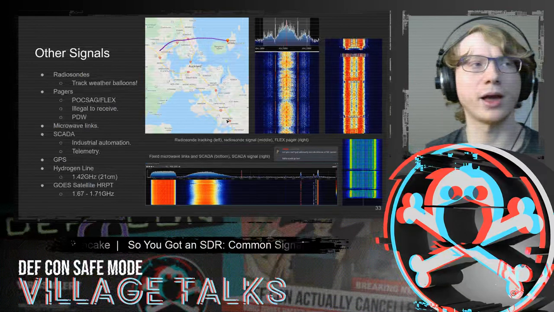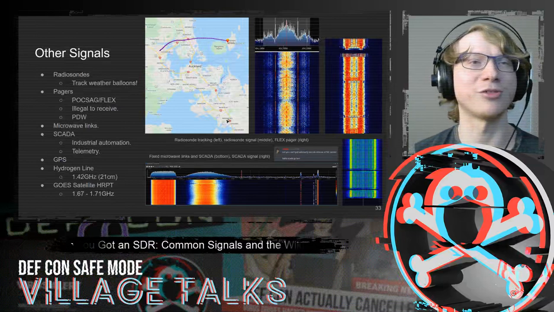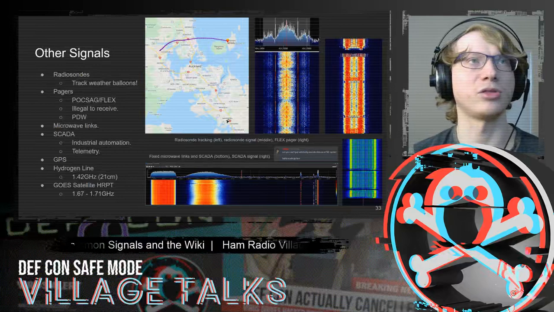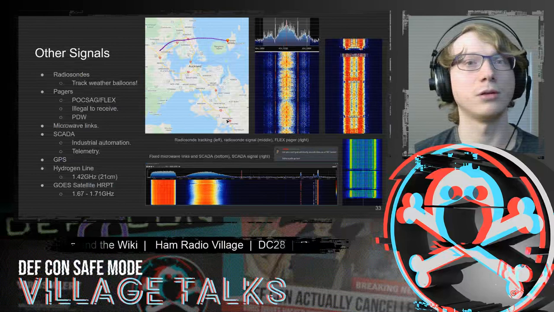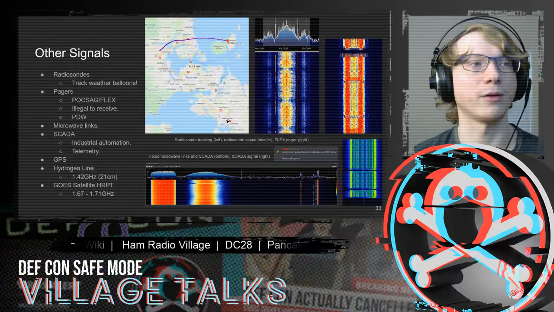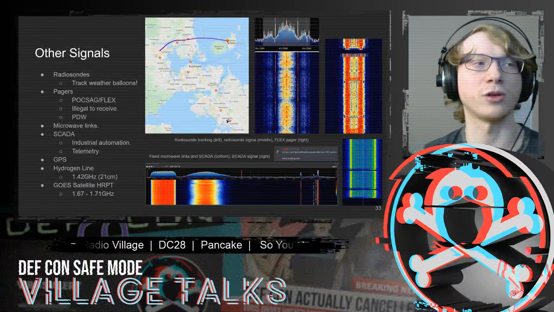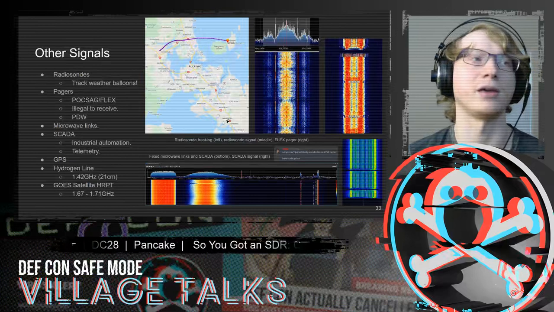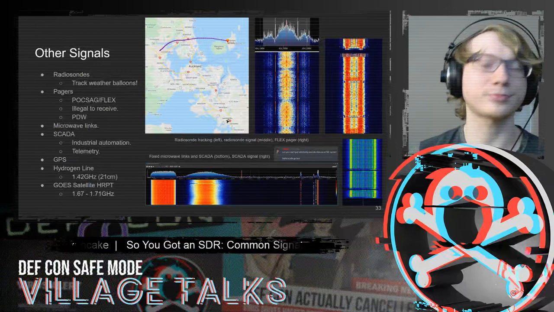And also the hydrogen line at 1.42 gigahertz, which is kind of famously at 21 centimeters if you watch Star Trek The Next Generation. That comes up once or twice. You can point up at the sky and see the signal generated by hydrogen. So if you point it at the Milky Way, you'll get a bit of a signal there. It's pretty interesting. There's also the GOES satellites, which use high-resolution picture transmission at 1.67 to 1.71 gigahertz. You can get some very, very nice satellite images that are in color, if you can receive them.